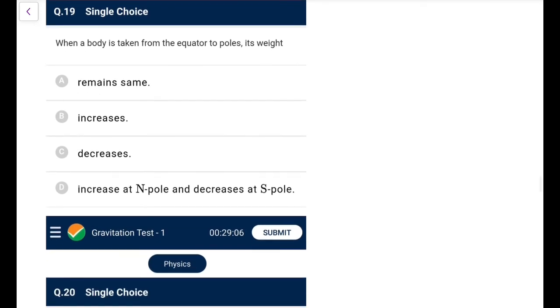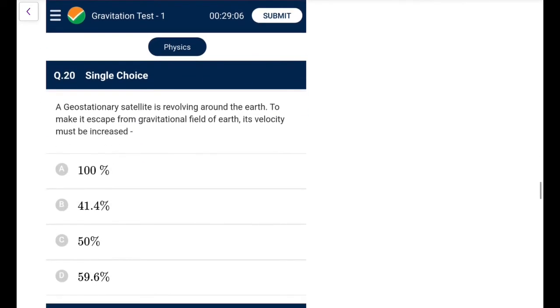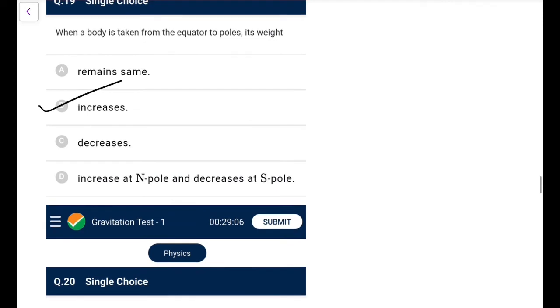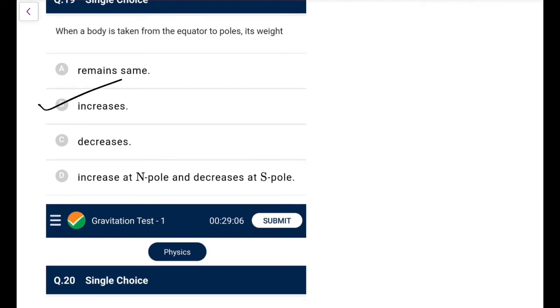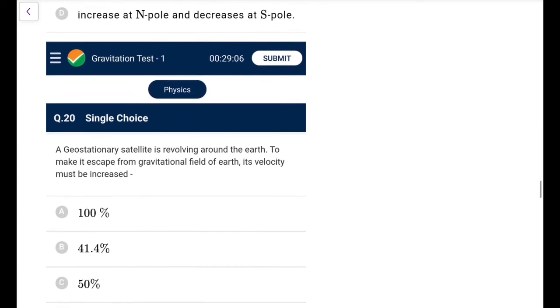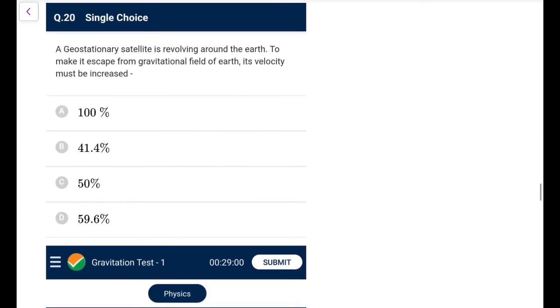When a body is taken from the equator to the poles, you know at the poles the g is more, so its weight slightly increases. So go for option B. And why, you know, because of two things. One is that the earth is not a perfect sphere, the polar radius is smaller, and second is the rotational effect. The rotational effect reduces the g at the equator. A geostationary satellite is revolving around the earth. To make it escape, its velocity must be increased.